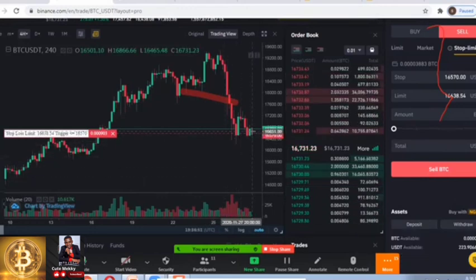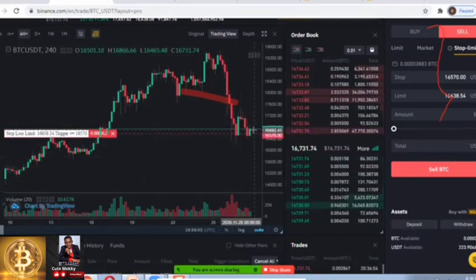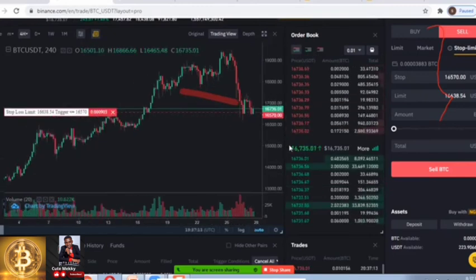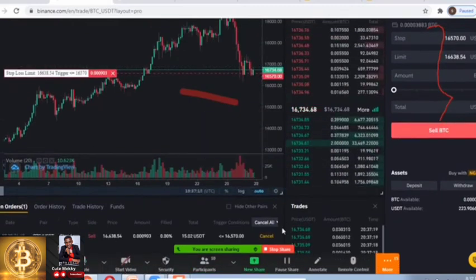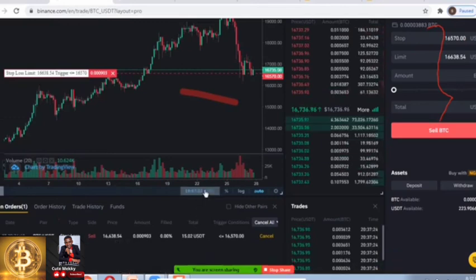Now what happens is if Bitcoin comes to this point, it will automatically sell. Now in your own case that you want to buy, when you bought Bitcoin, let's say you use this kind of order and it doesn't hit your stop loss, and Bitcoin starts going up. What you do is you start adjusting this order. As price moves up, you start adjusting this limit and stop order gradually.